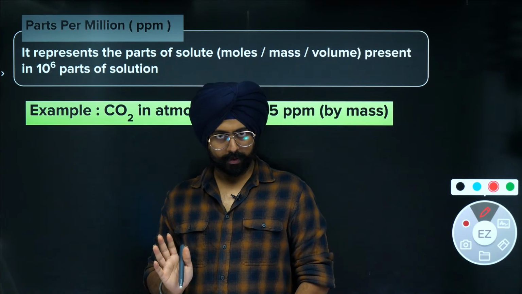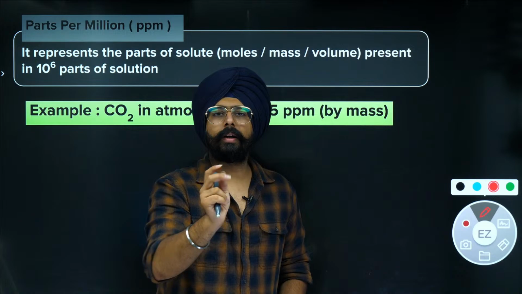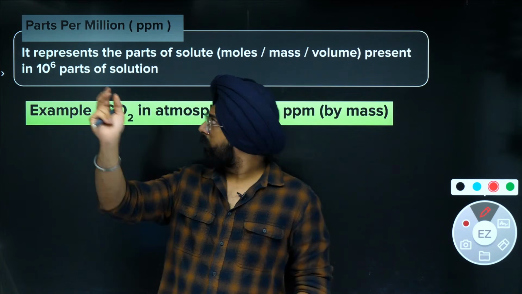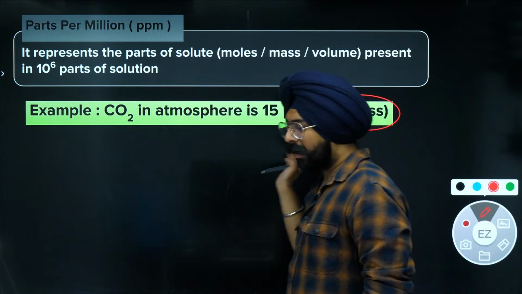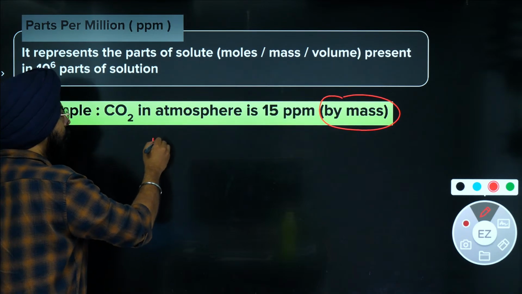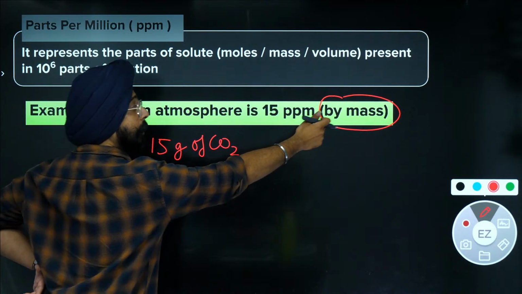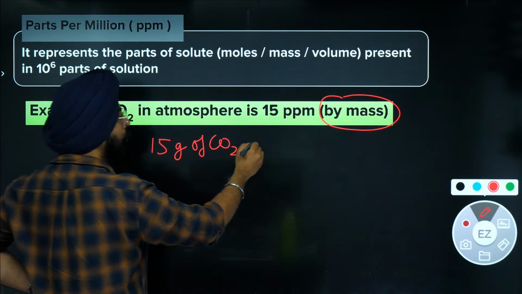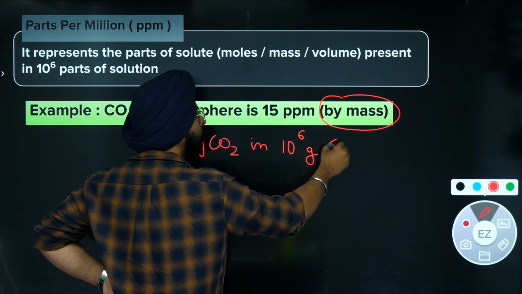This word part can be used for volume. This word part can be used for mass. For example, over here it's written by mass. So how do we interpret this statement when it says by mass? I interpret this as 15 grams of CO2, 15 parts. They've mentioned that it's by mass, so you will read it as 15 grams of CO2 in 10 to the power 6 grams of air.